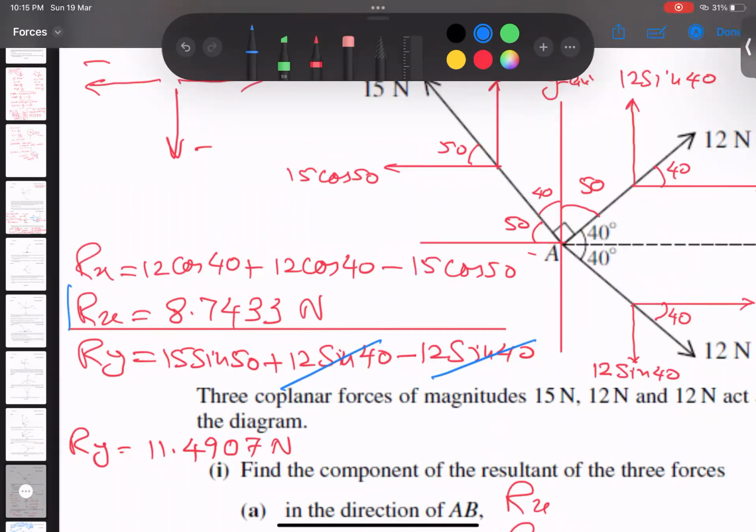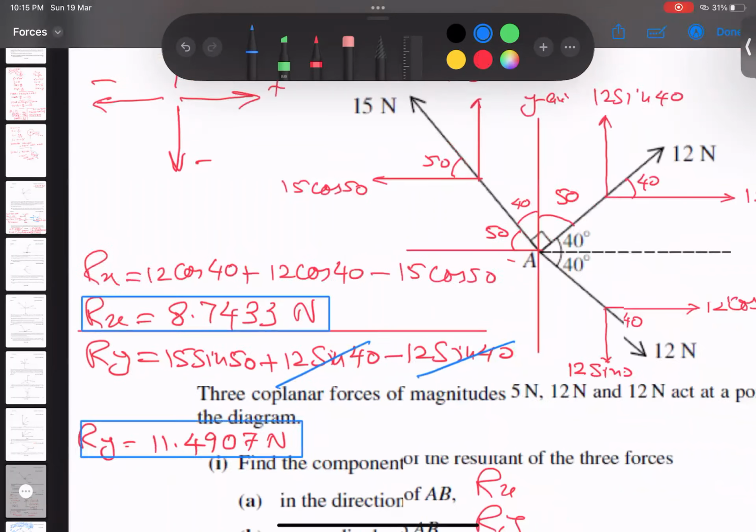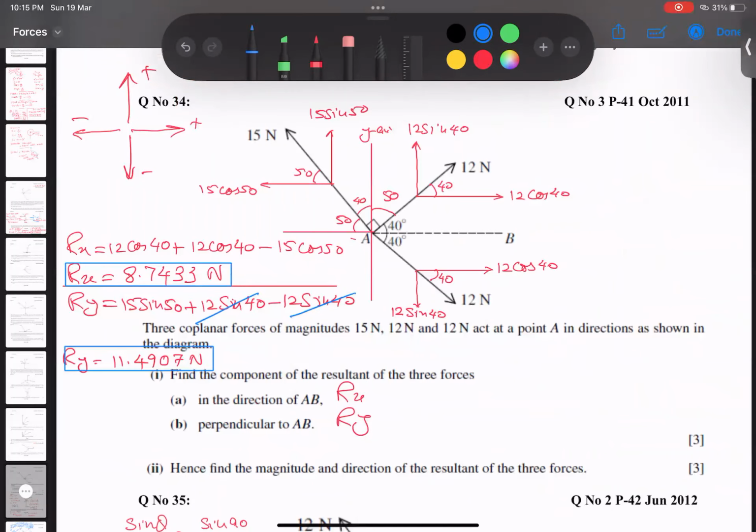It means I got Rx. This is part number 1. I got Ry. That's part number 2. I believe this is okay because he was asking Rx and Ry. Now, where the majority of students get confused is how to find the magnitude and direction of the resultant force.